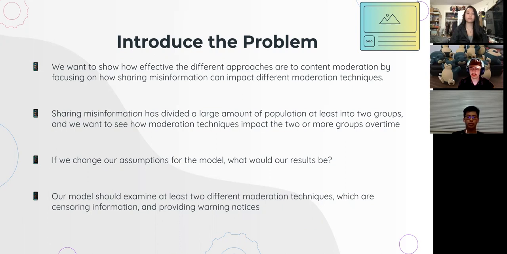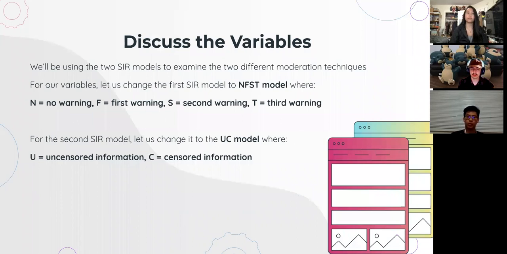The problem also states that our model should examine at least two different moderation techniques, which are censoring info and providing warning notices. For discussing the variables, we'll be using two SIR models to examine the two different moderation techniques. Let us change the first SIR model to NFST, where N equals no warning, F equals the first warning, S equals the second warning, and T equals the third warning. For the second SIR model, let us change that to a UC model, where U equals uncensored info and C equals censored information.